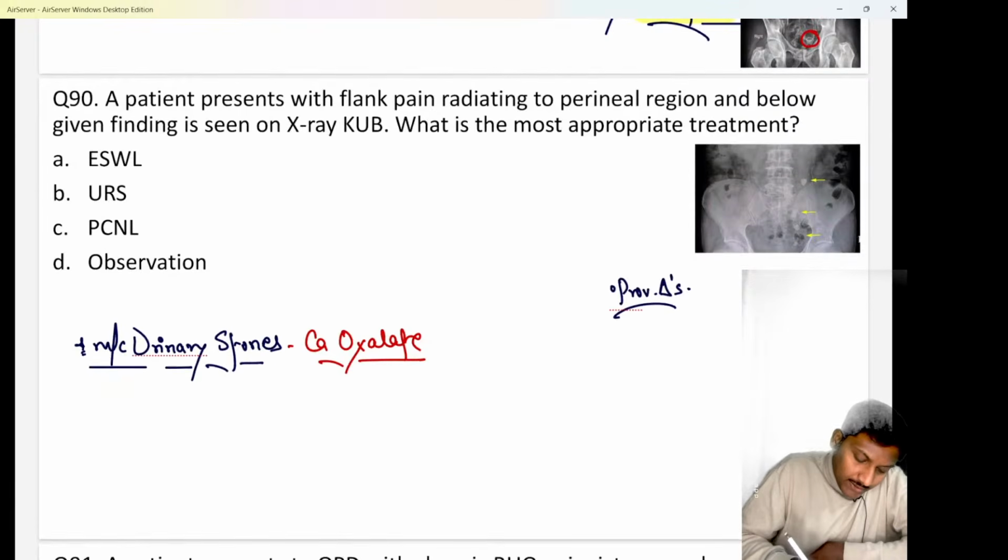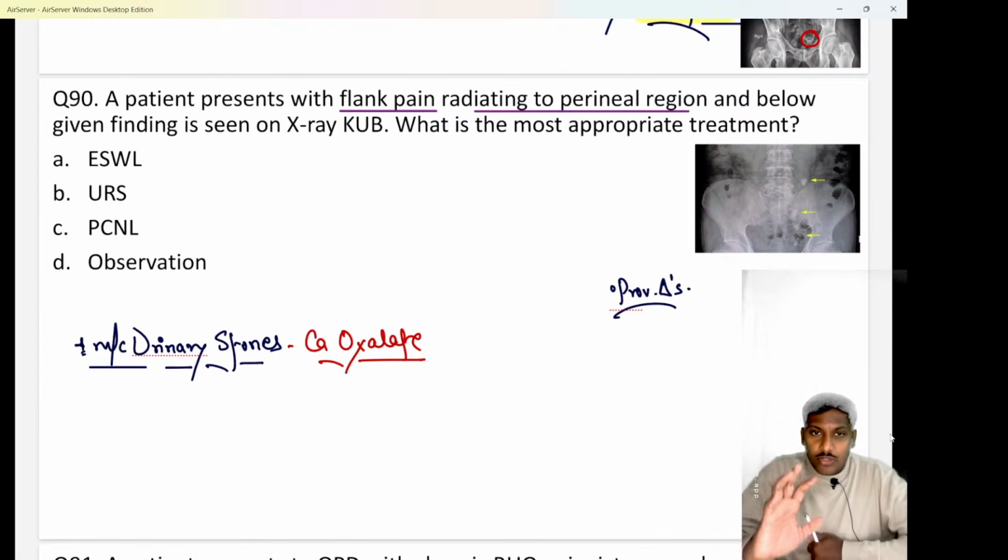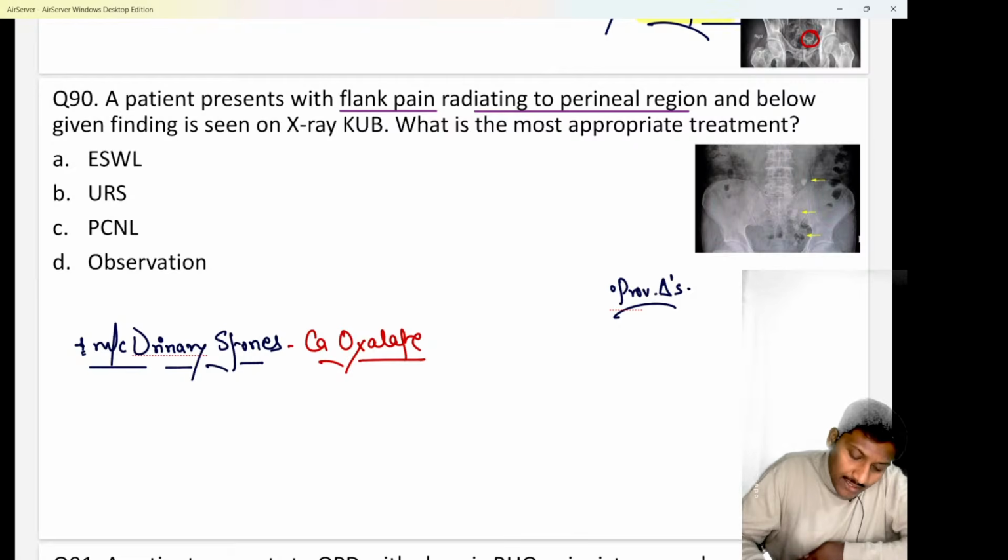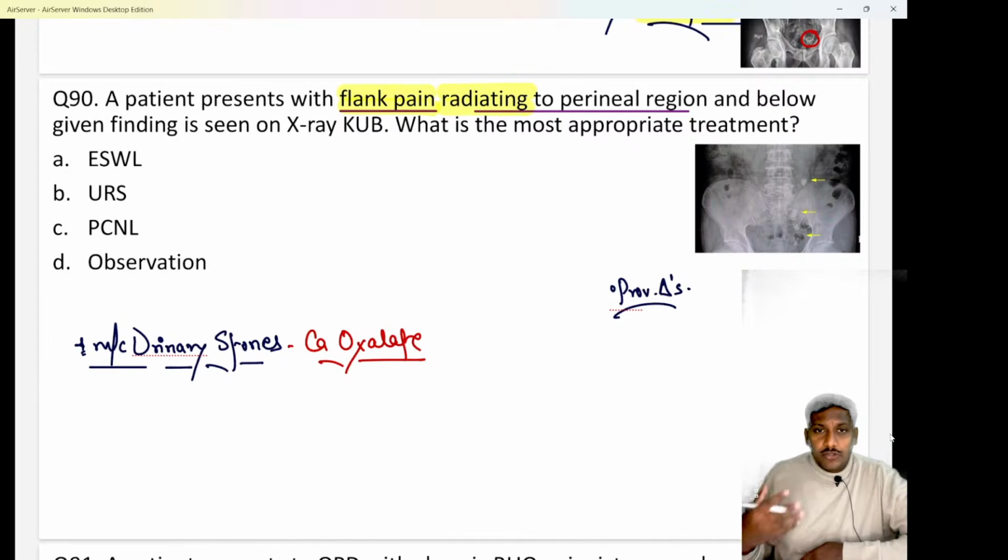Next is question 90. Here they say a patient presents to you with complaints of flank pain that is radiating to the perineal region. One thing: if they say there is only flank pain or only lumbar pain, then I will think about a kidney stone or renal stone. But if there is a flank or lumbar pain which is radiating to the perineal region, the scrotum, the inner thigh, or the iliac fossa, then it means it is a ureteric stone. Yes, the stone or calculi is inside the ureter then.